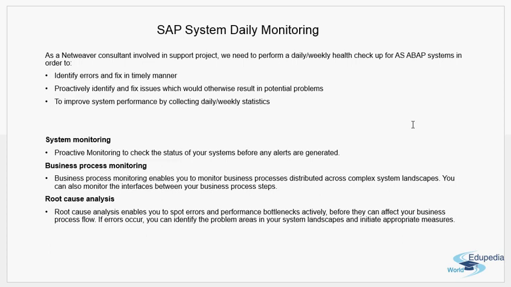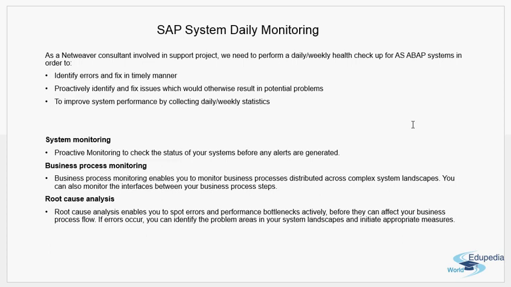Root cause analysis enables you to spot errors and performance bottlenecks actively before they can affect your business process flow. If errors occur, you can identify the problem areas in your system landscapes and initiate appropriate measures.